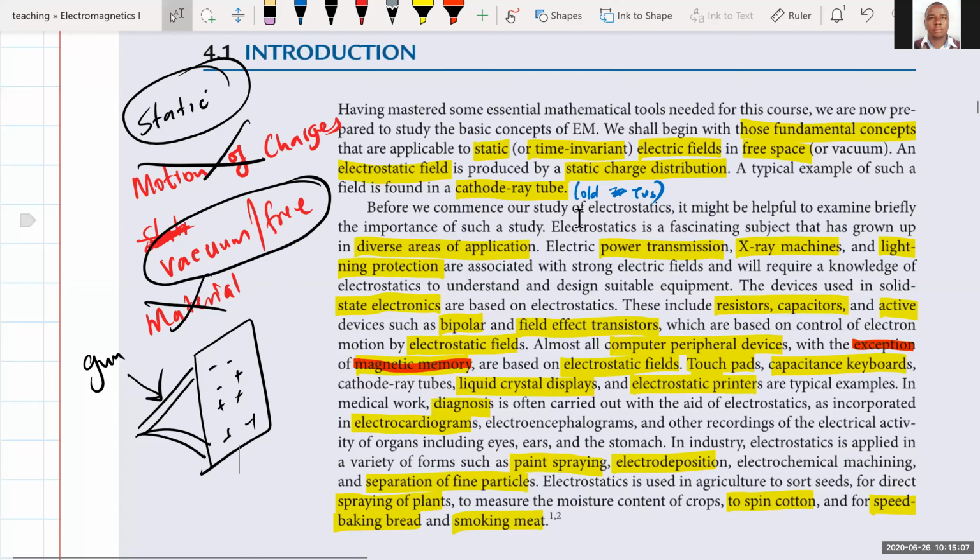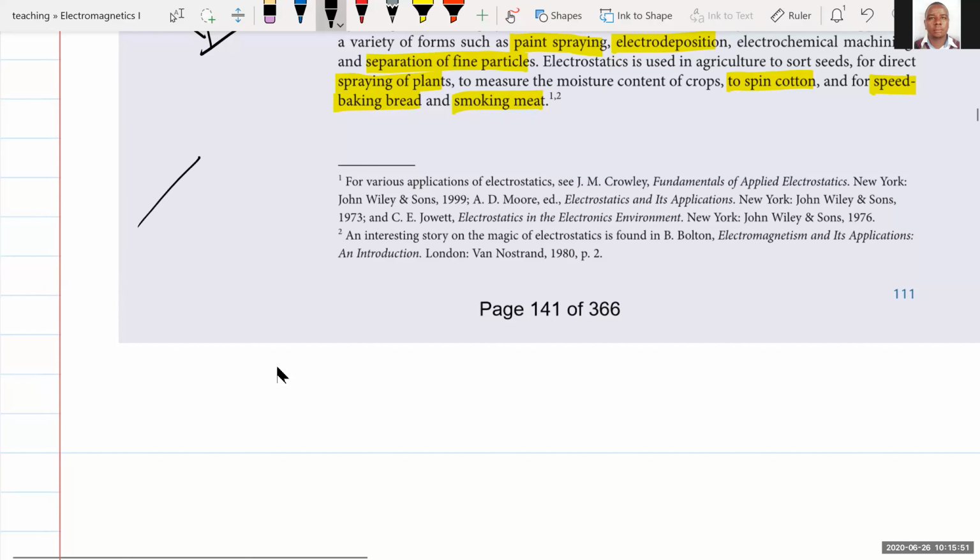So before we commence our study of electrostatics, again, we might consider it helpful to examine some of the areas in which this study is important or is applicable. Electrostatics is a fascinating subject that has grown in diverse applications. Firstly, it is applicable in power transmissions, X-ray machines. So when you go to a hospital and you are sent behind a machine that takes your X-ray, notice that the concepts you're learning here today are very applicable there. Then lightning protection. Of course, some of you might not have noticed, but if you observe houses, you might observe something that looks like that, or takes that shape in most houses.